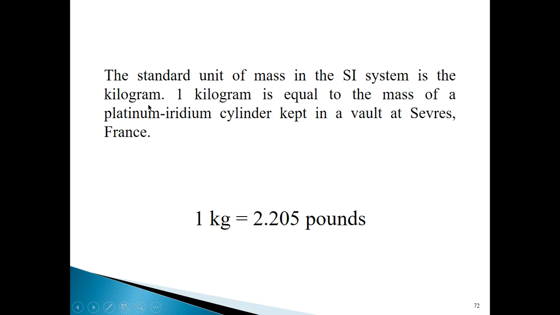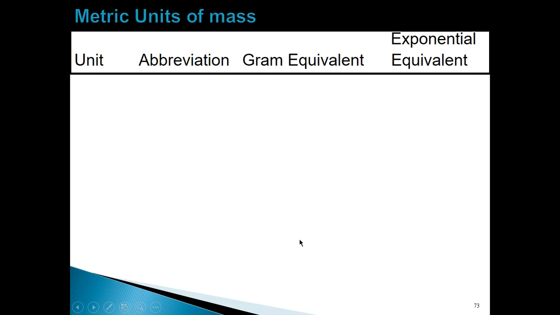And the kilogram unit, 1 kilogram, by definition is equal to the mass of a particular platinum iridium cylinder that is kept in a vault in France, and it is related to the pound unit by this relationship seen here. 1 kilogram is equal to 2.205 pounds.